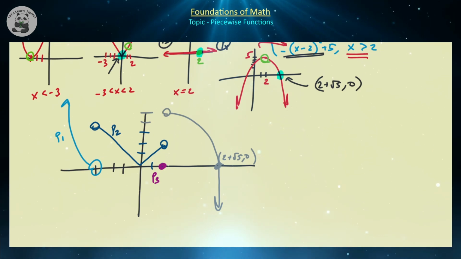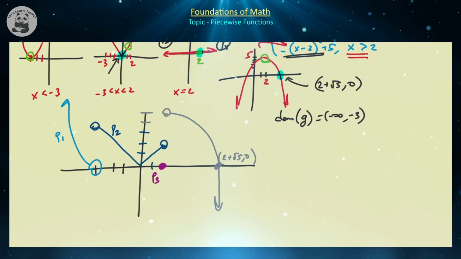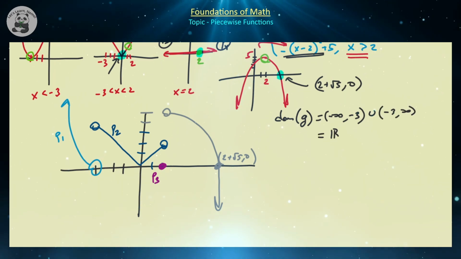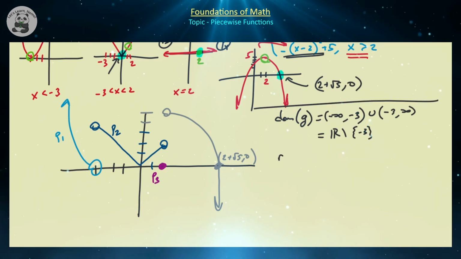So let's organize what is going on here. The domain of this function g: we have all values less than -3 with piece 1. We do not have x is equal to -3, so we definitely have to include a breakpoint there. We have all values from -3 to 2 via piece number 2. We have x is equal to 2 from piece number 3, and all values bigger than 2 with piece number 4. So therefore that's just going to be -3 to infinity, or you can also say the set of real numbers take away -3. Either would be perfectly fine.